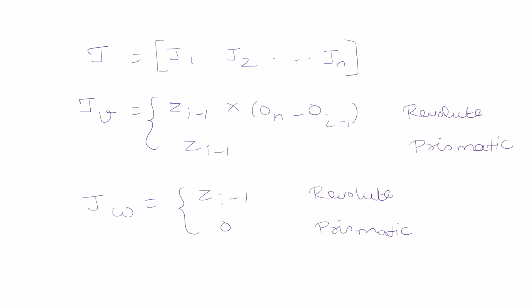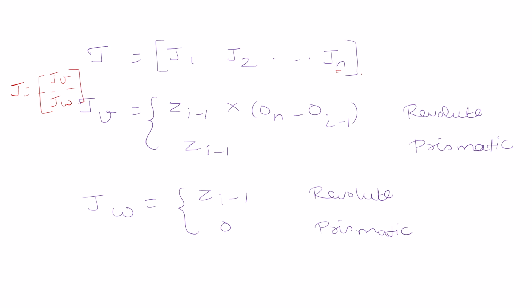In this session, we are going to derive the Jacobian matrix for the RPY wrist. The columns of the Jacobian matrix correspond to the joints. So if you have n joints, then you will have n columns in the Jacobian matrix. Each column will have two components, that is, the linear velocity component as well as the angular velocity component.